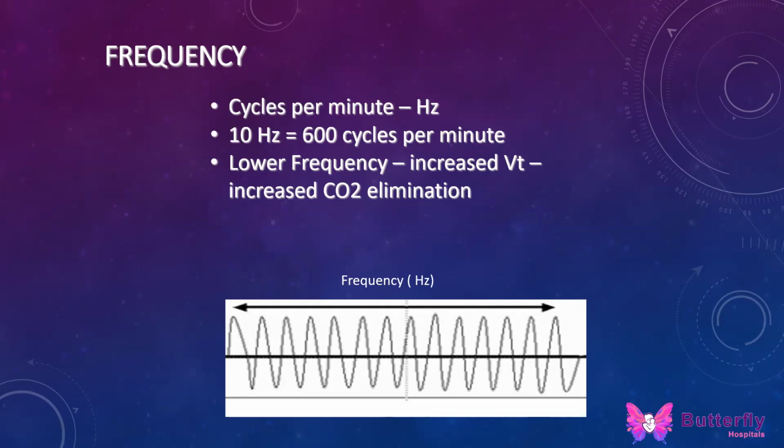But in a term baby, irrespective of the pathology, it's okay to start most of the time at 10 and adjust your frequency based on the carbon dioxide clearance on the blood gases for these babies.